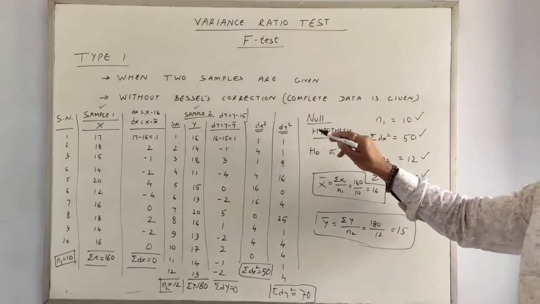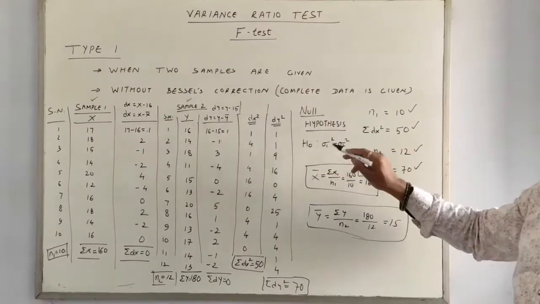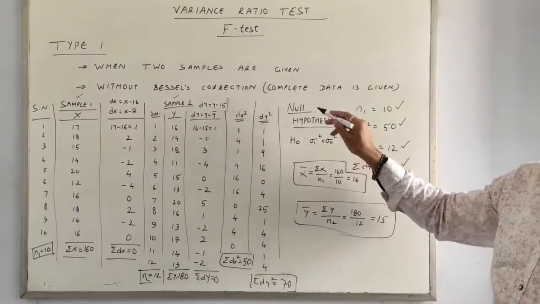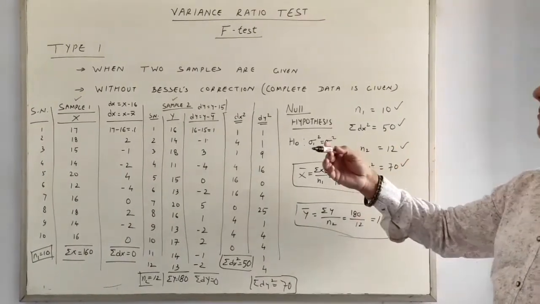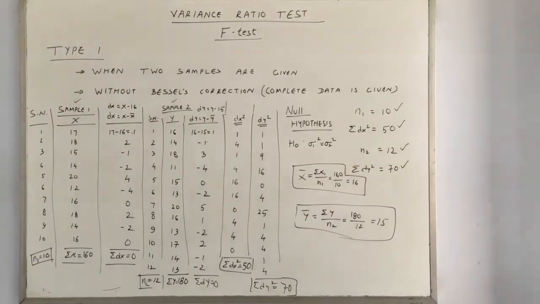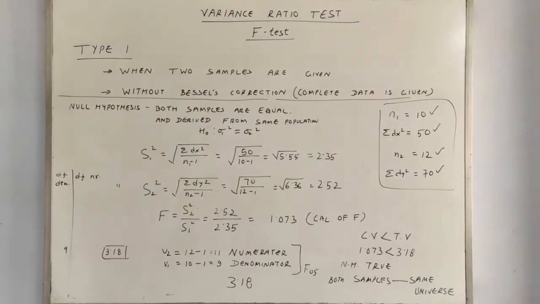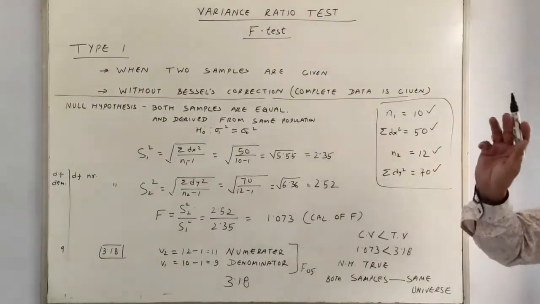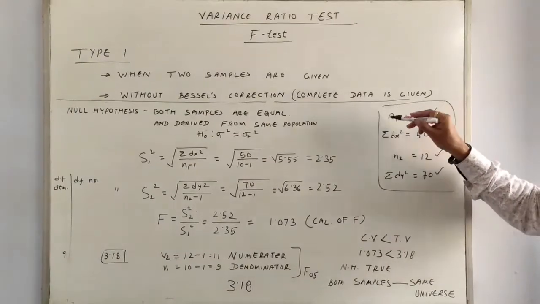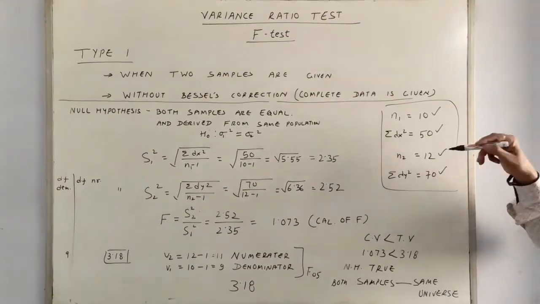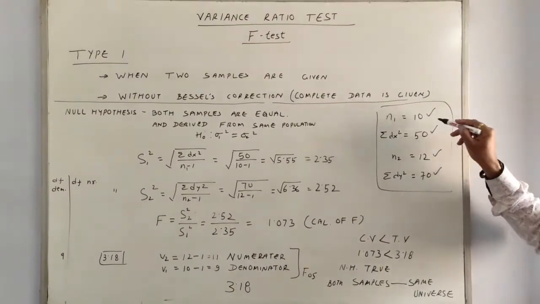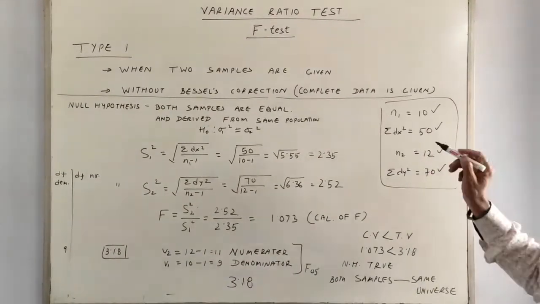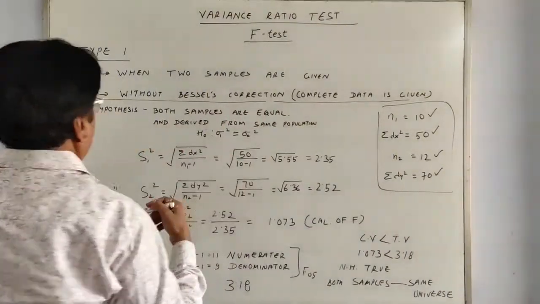And our null hypothesis is both the samples are equal. That means the variances, standard deviation 1 square and standard deviation 2 square, are equal. So we will be solving that in the other frame. Now we have got certain information through analysis of the complete data. In your question, only this data may also be given. On the basis of that you have to use n1, dx square, n2 and dy square. So on the basis of this data now we are going ahead with the question.